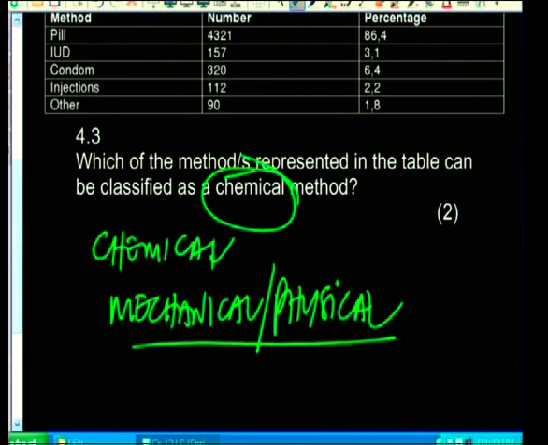Physical or mechanical, in other words, physically or mechanically, we're going to stop the sperm from reaching the egg or fertilizing the egg. Whereas chemical, we're using chemicals to either stop something or the other. Stop the sperm from fertilizing the egg, killing the sperms, stopping ovulation, etc., etc. Let's go back to the table.